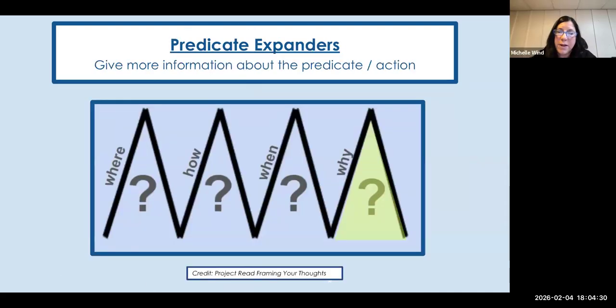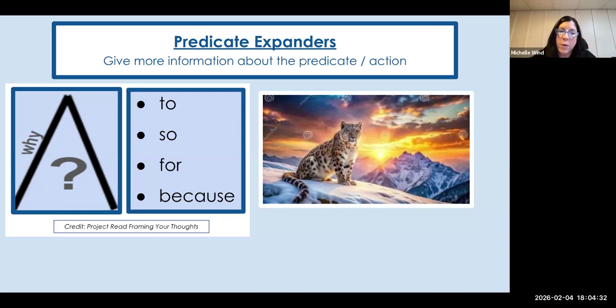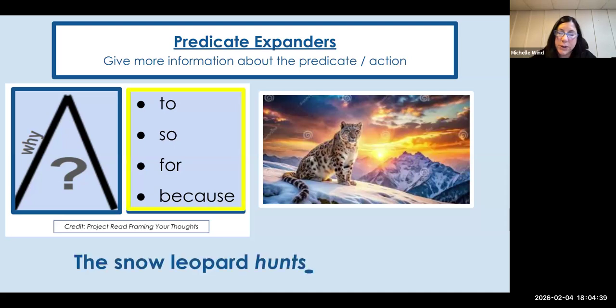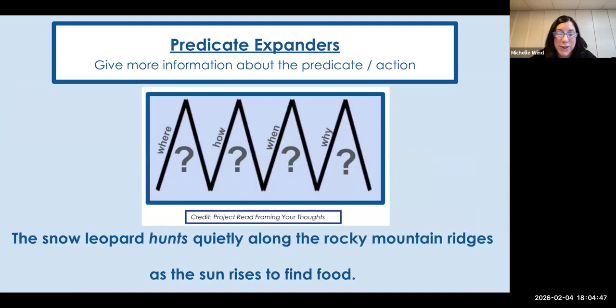Yeah. And then finally the why, that tells why: to, so, for, and because. So the snow leopard hunts to find food. And after you put these all together, the snow leopard hunts quietly along the Rocky Mountain ridges as the sun rises to find food. So there's all your expanders together.